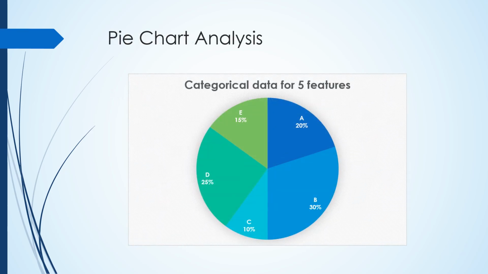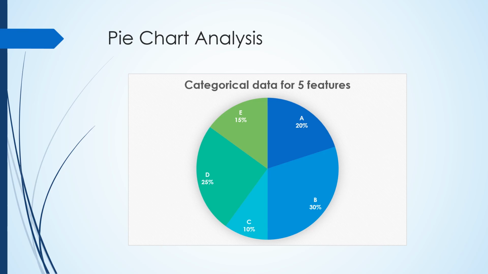We will start with a pie chart. We have 5 categories, A, B, C, D, and E, with frequencies of 20, 30, 10, 25, and 15, adding up to 100. Since each slice is proportional to its frequency, category B, with 30, takes up 30% of the pie. To find the mode, we simply look at the highest frequency, in this case B.